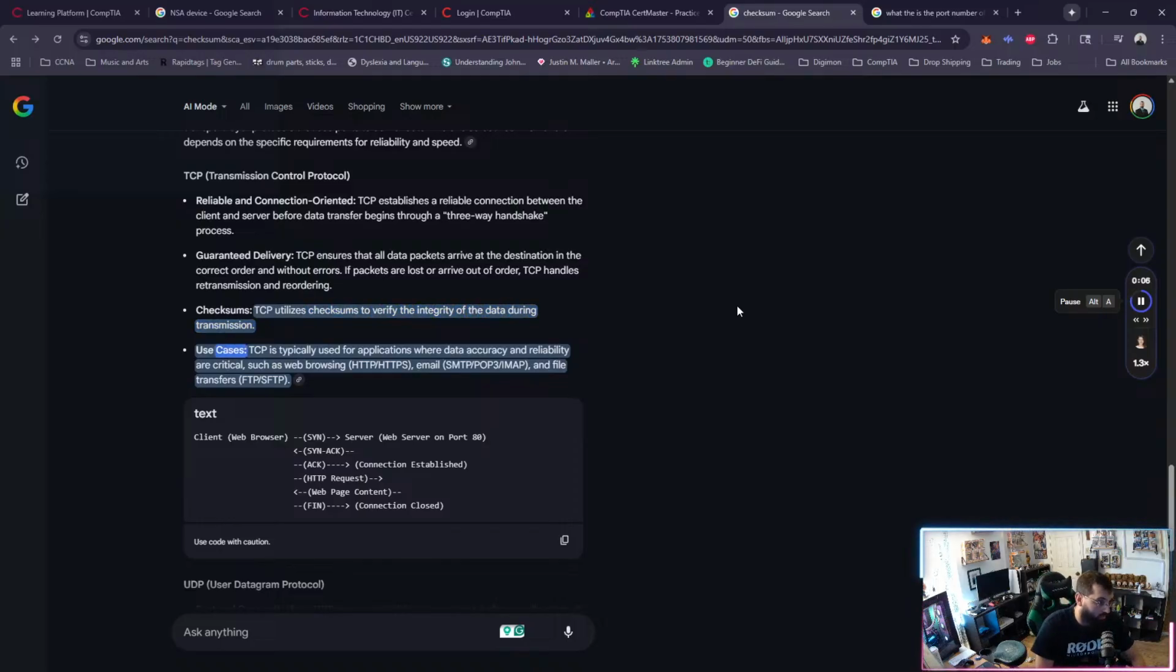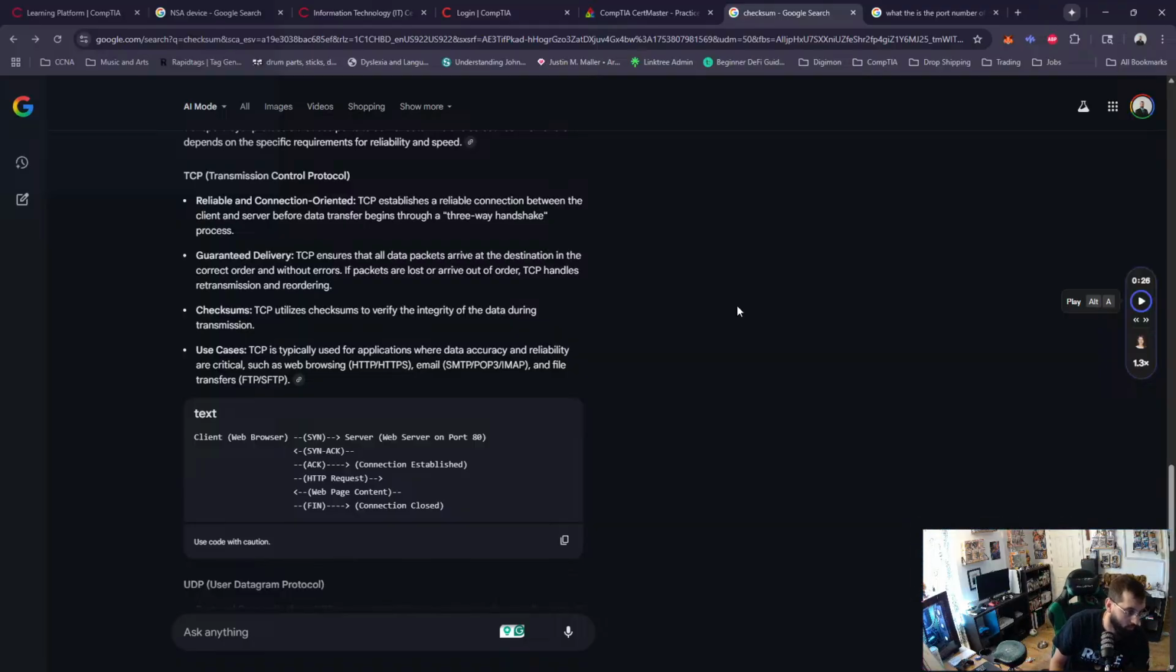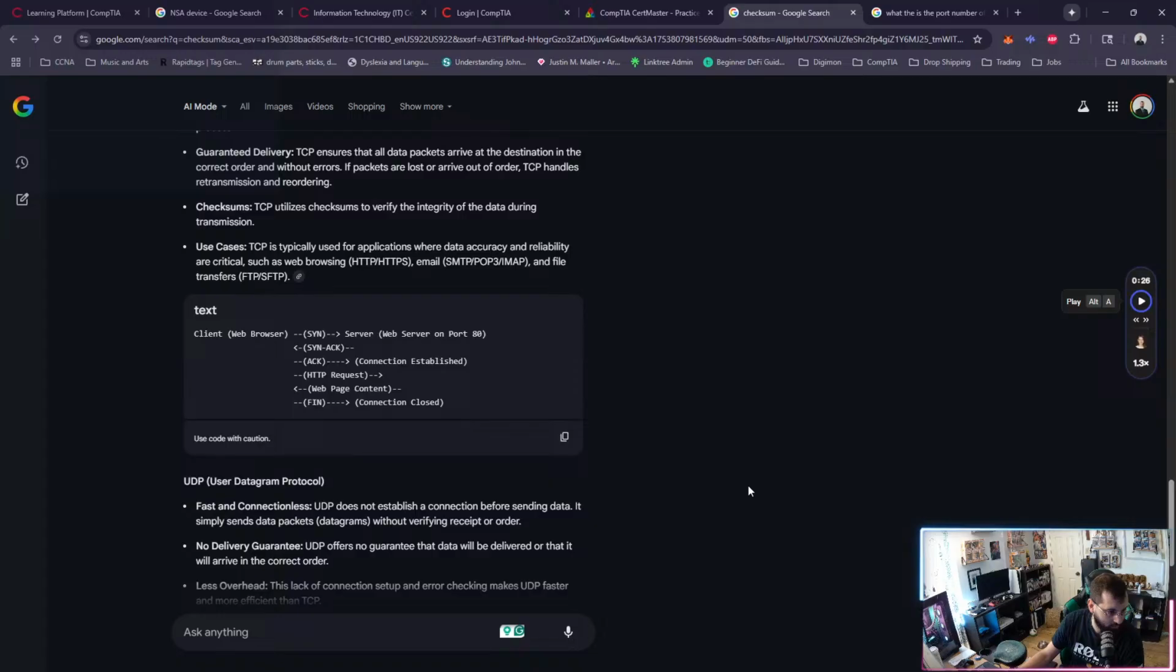During transmission. Use cases: TCP is typically used for applications where data accuracy and reliability are critical, such as web browsing (HTTP, HTTPS), email (SMTP, POP3, IMAP), and file transfers (FTP, SFTP). File Transfer Protocol, S. So what about Trivial File Transfer Protocol? Okay, so client, web browser, server, web server on port 80. Connection established, HTTPS request, web page content.